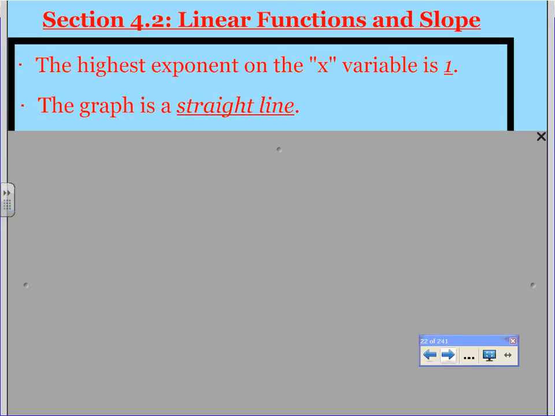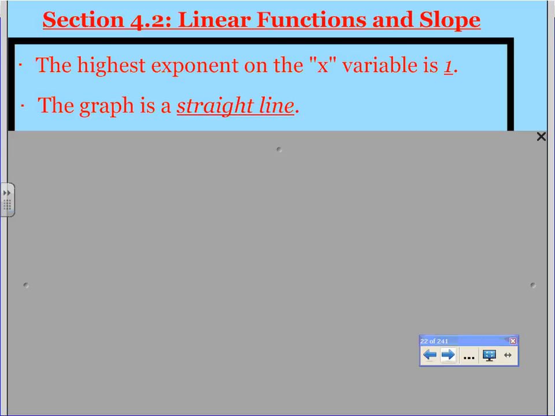First thing we need to fill out is a little box or chart at the very top of the page of your notes. It's a little review of linear functions. The first thing to fill in is that the highest exponent on the x variable is a 1. In a quadratic function, it was a 2. For the rest of the year, we're on linear functions, so the highest exponent has to be a 1.